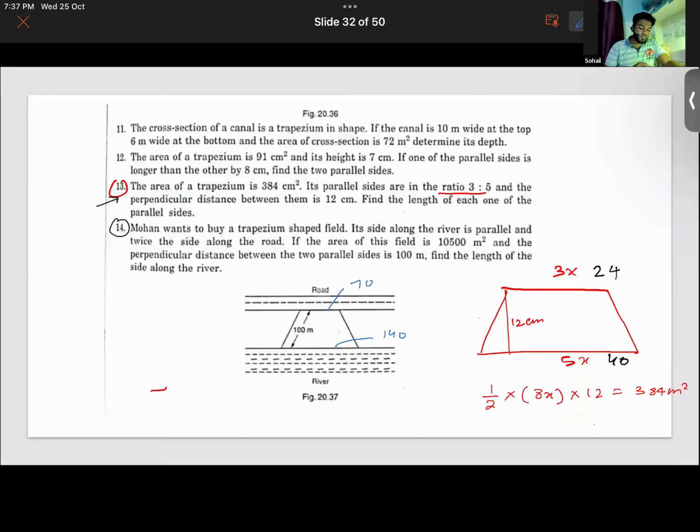Sir, is x equals to 70? The x will be 70. 2x equals to 140, yeah. Exactly. That is correct. Very good. What about you, Ahmed? Have you solved it?